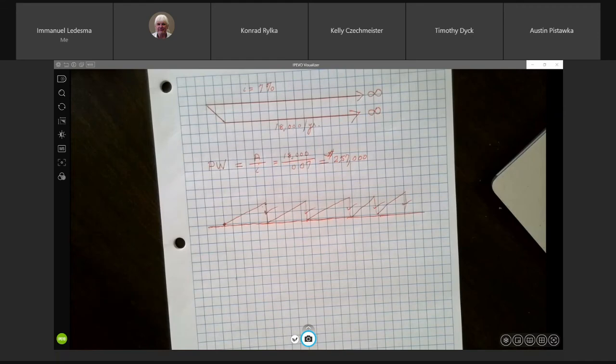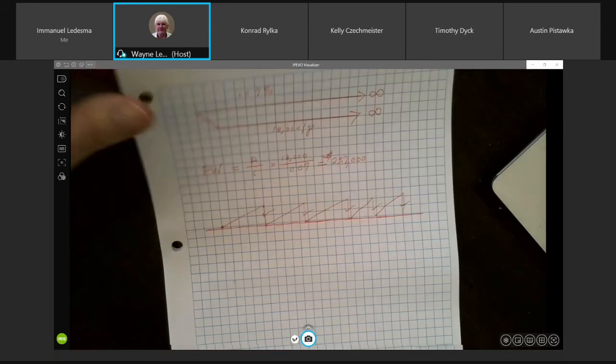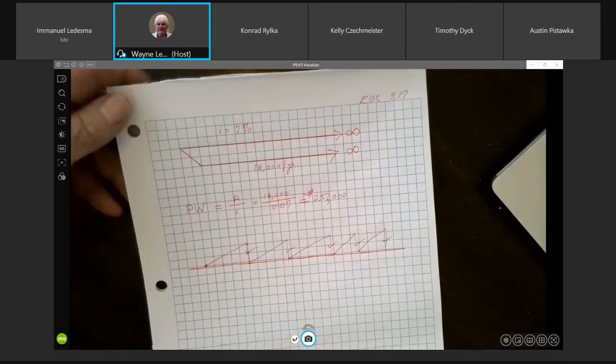Okay, let me just see here. Let's take a look at supplementary problem C, 3C.